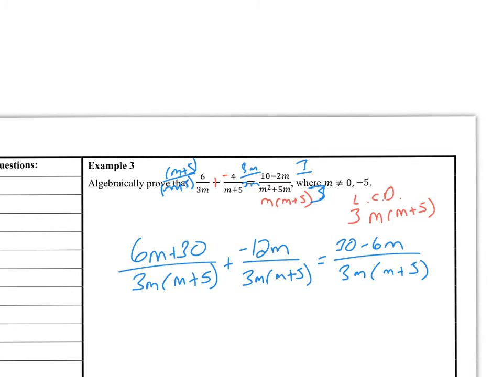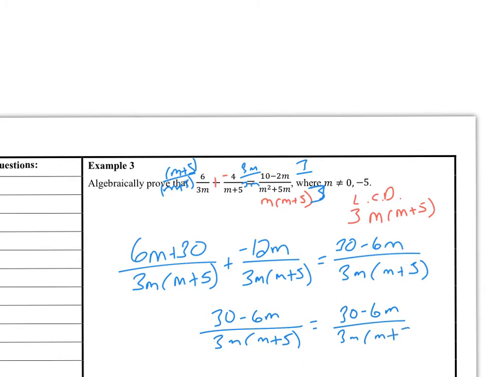So let's combine terms here. I have a 6m and a negative 12m. My denominators are the same, so I can just rewrite that 3m times m plus 5. And I have 30 and negative 12m and 6m makes negative 6m. Now, that is the same. That is a check. It works out.